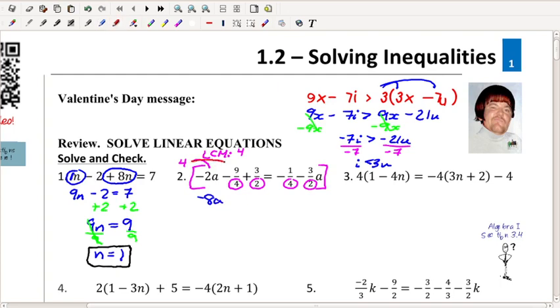4 times 9 over 4. Well, this 4 and this 4 cancel, and I'm just left with 9. So minus 9. 4 times 3 over 2.